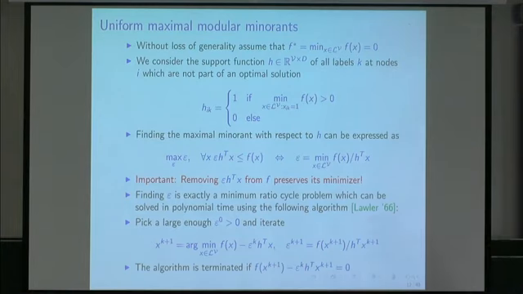You need to pick a large enough epsilon 0. Then you solve this minimization problem here. So you see it's just based on chains, because f is always a chain-based function with additional unaries. And then when you solve this problem, you compute the epsilon k plus 1 based on this ratio, and the algorithm terminates as soon as this difference here is 0.